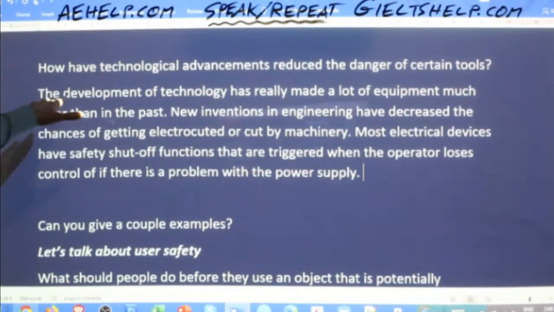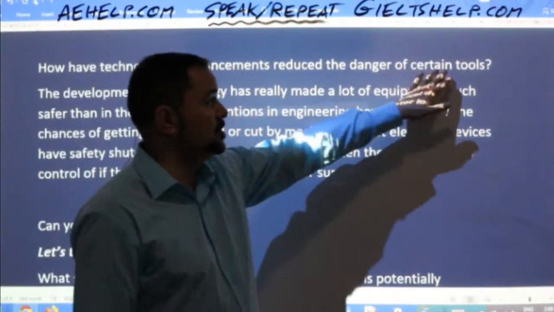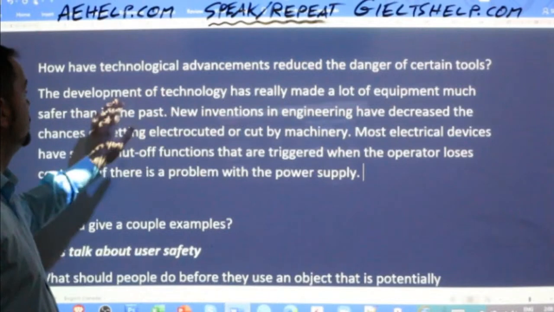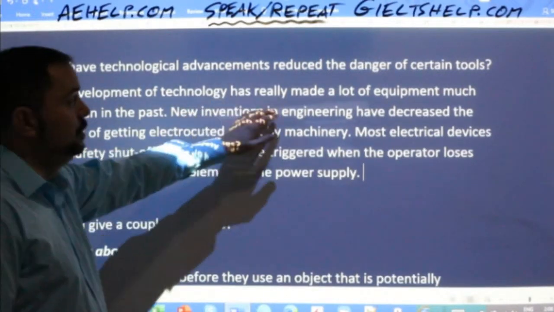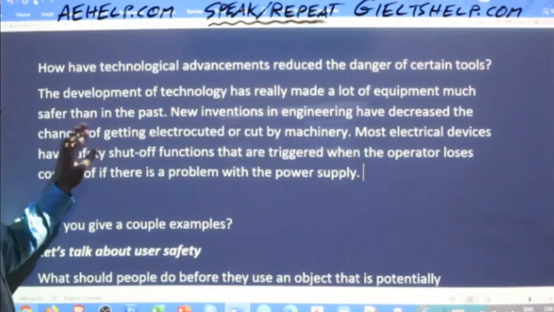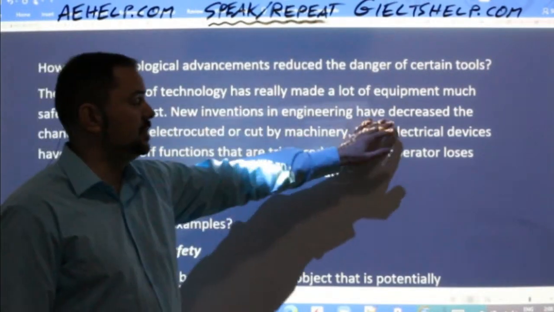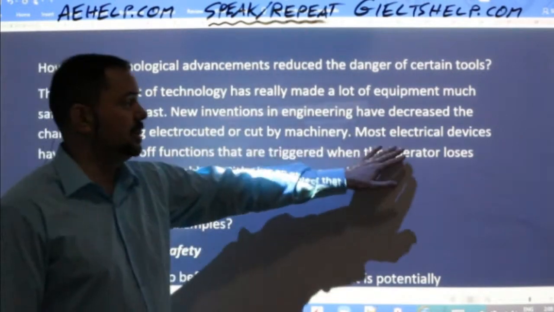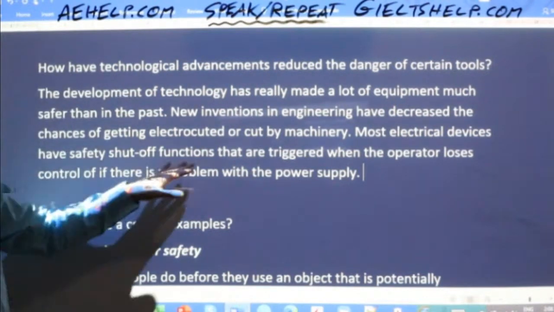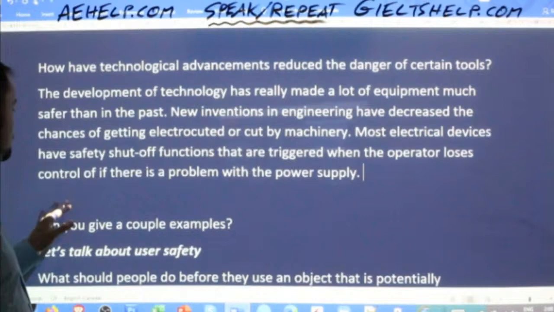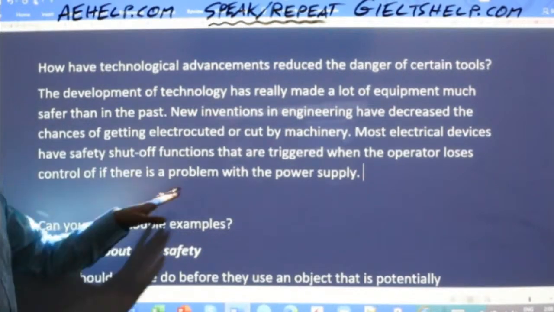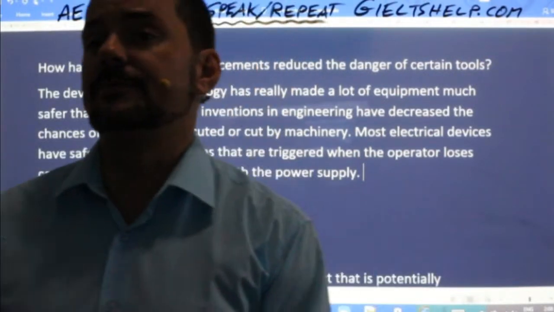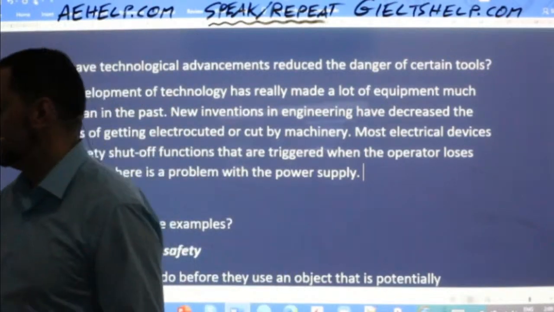So here we go. How have technological advancements reduced the danger of certain tools? The development of technology has, or sorry, the development of technology has really made a lot of equipment much safer than in the past. New innovations in engineering have decreased the chances of getting electrocuted or cut by machinery. Most electrical devices have safety shutoff functions that are triggered when the operator loses control of it, or if there's a problem with the power supply. Okay, all right. And there I use the present perfect twice. Okay, good, good, good.